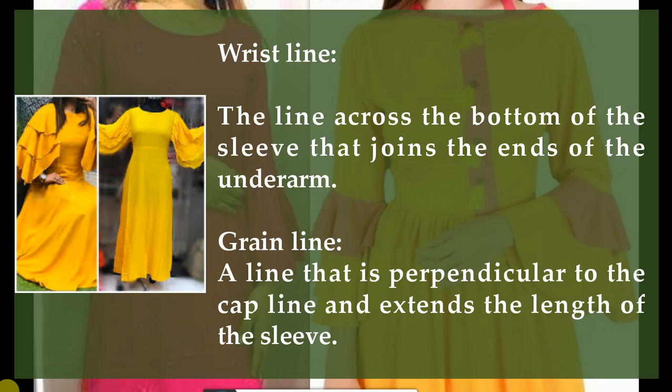Wrist line, the line across the bottom of the sleeve that joins the ends of the underarm. Grain line, a line that is perpendicular to the cap line and extends the length of the sleeve.